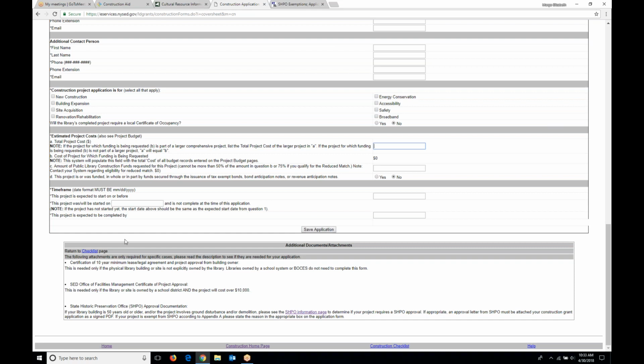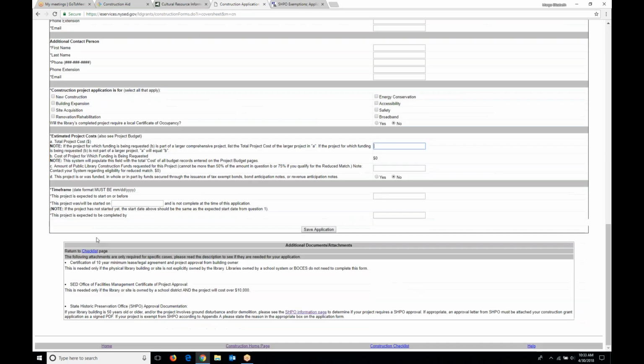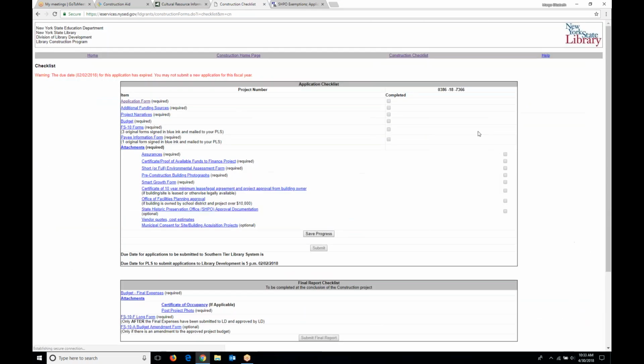Then you hit Save Application and return to the checklist page. On any of the application pages, when you hit Checklist, either at the top, Construction Checklist, or at the bottom, Checklist, you'll come back to everything that's required to do a construction application online.